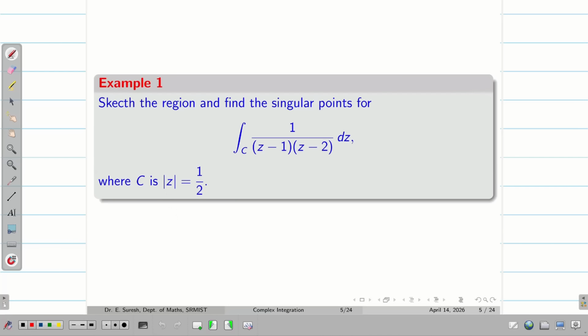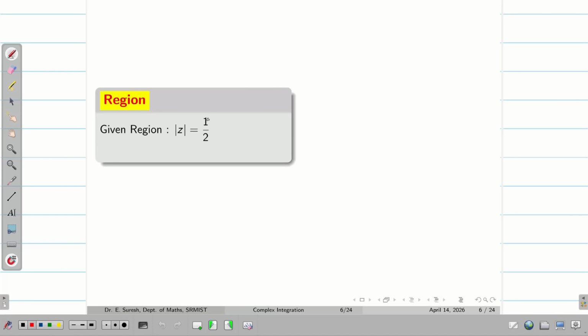Let us take an example. Sketch the region and find the singular points for mod z equal to 1 by 2. The given region is mod z equal to 1 by 2. First of all, we have to understand that in the complex plane, mod z equal to r is a circle with center 0, 0 and radius r.